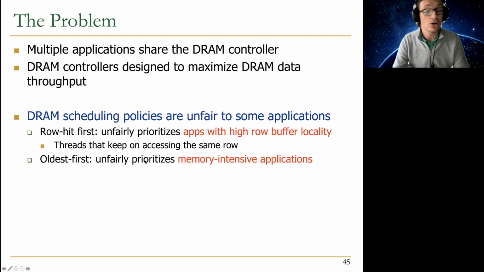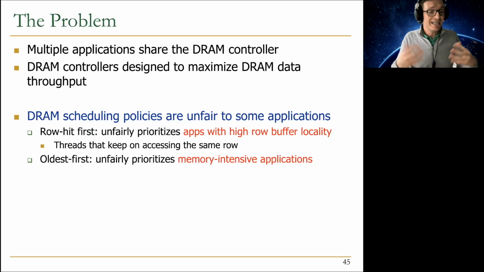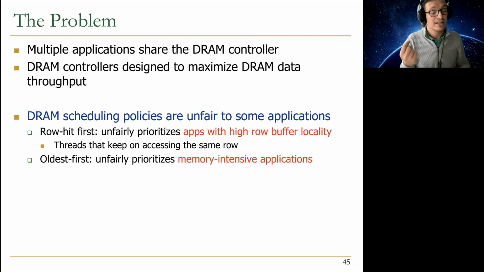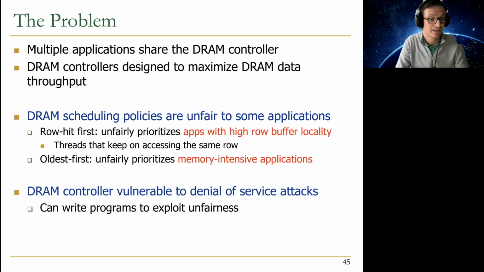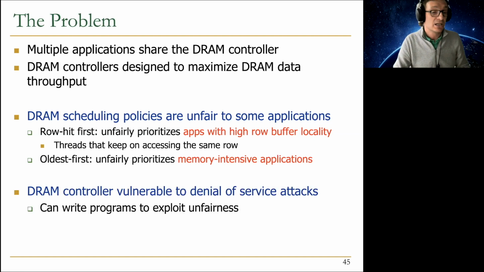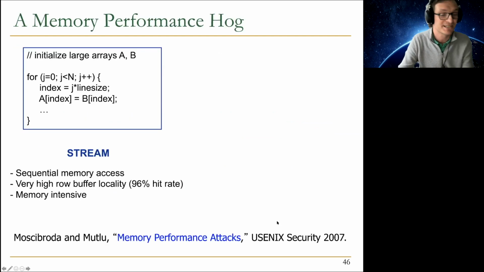Oldest first also is unfair because it unfairly prioritizes memory intensive applications. If an application sends a lot of requests to memory, inherently those requests look older to the memory controller, right? Because a lot of requests are outstanding. So both of these policies are actually unfair. And as a result, the DRAM controller is actually vulnerable to denial of service attacks. You can write programs to exploit this unfairness and cause denial of service, as we have done in this work that was published about 14 years ago, as you can see over here. We call this memory performance attacks.